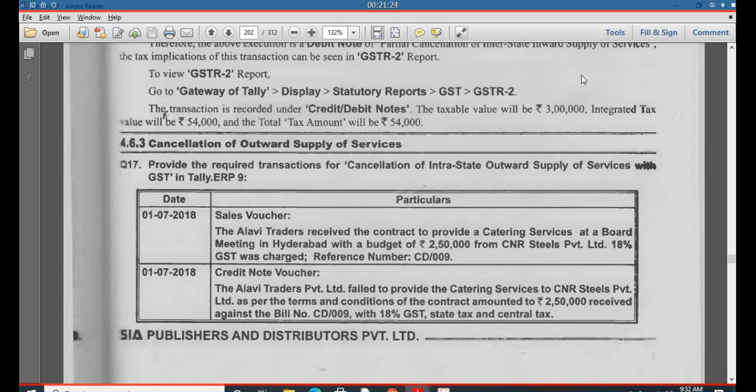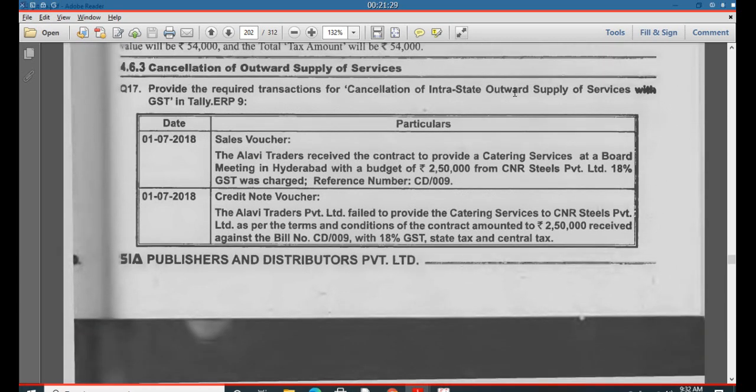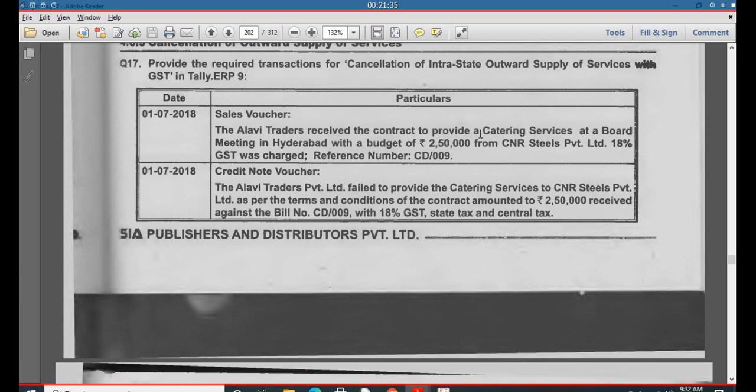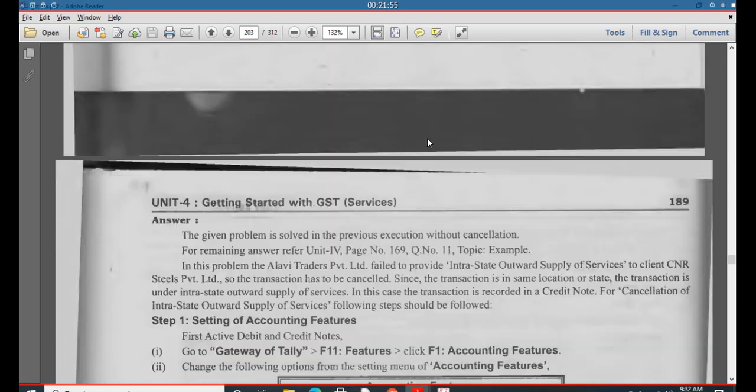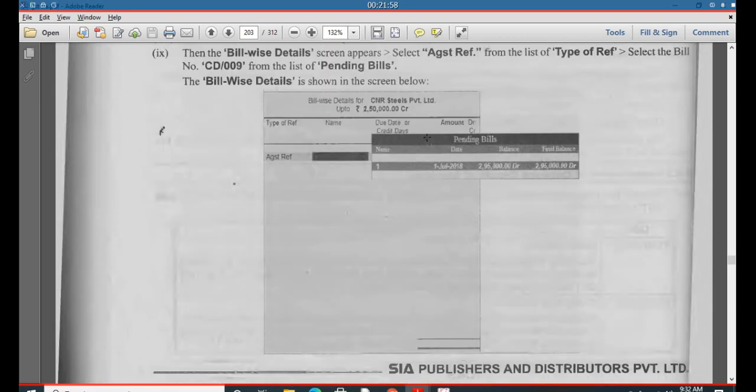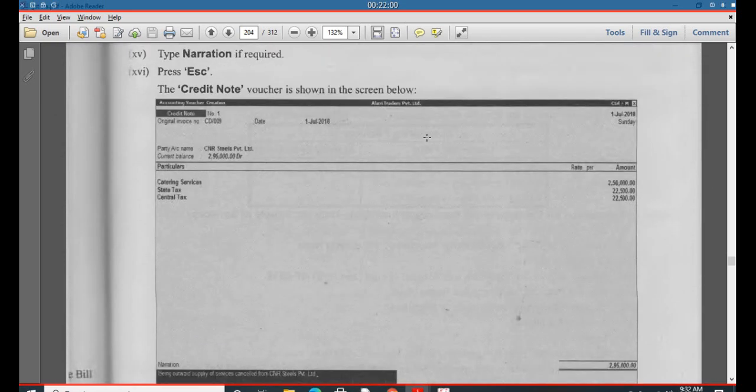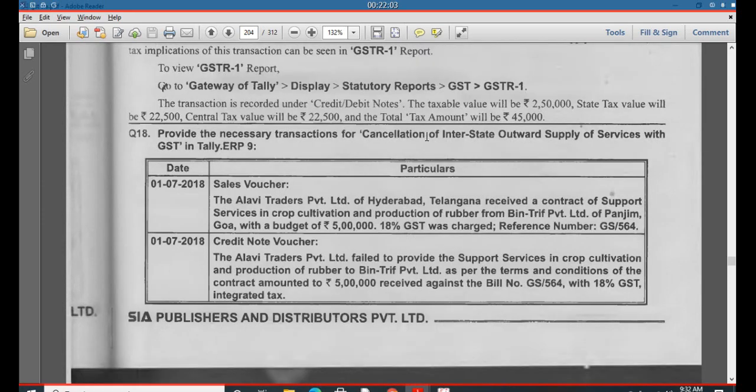Next we have cancellation of outward supply. Just now we have seen inward supply, now outward supply. Again we'll go with the sales voucher and credit note. First we need to enter the sales transactions of Alavi Traders, creating a sales voucher under CNR Steels with this amount. This is the GST reference number, and 2,50,000 is the complete cancellation. So we go with credit note. Sales and credit note, just like we performed just now with purchase and debit note. Same procedure, there is no change. This is partial cancellation.